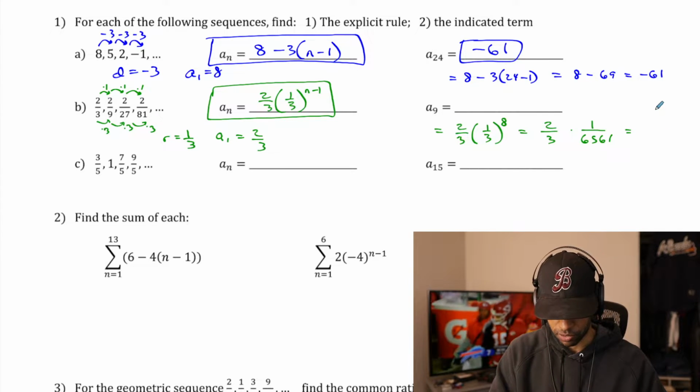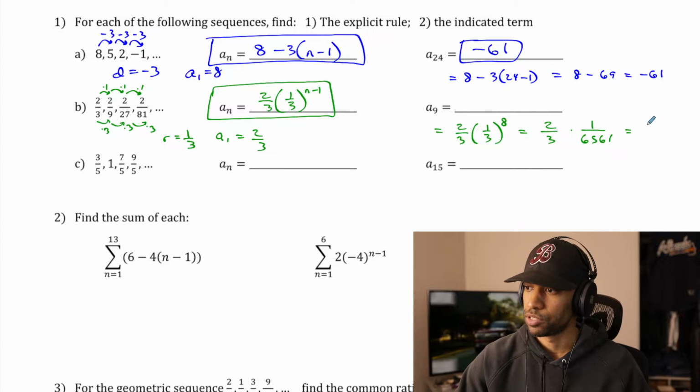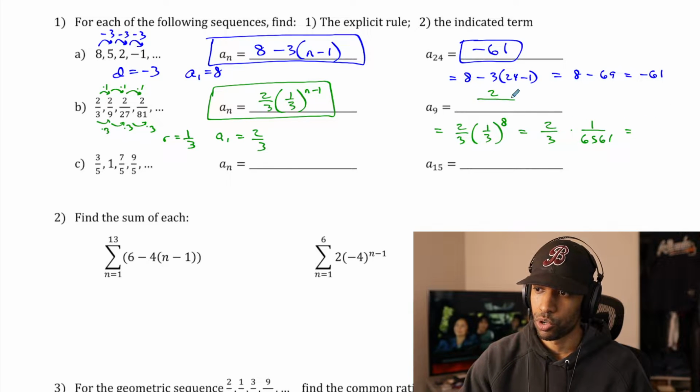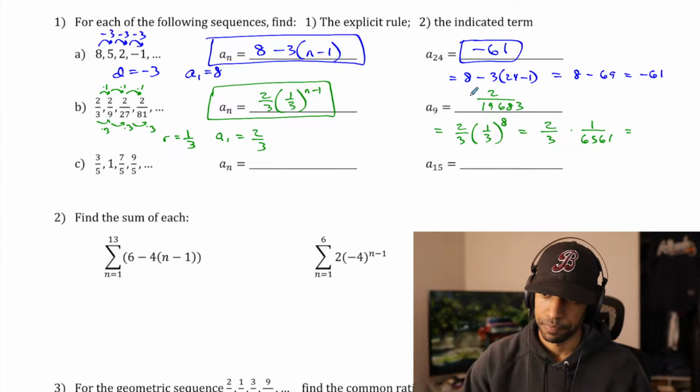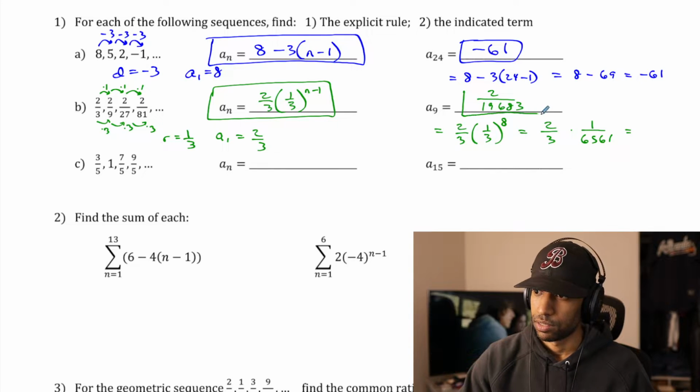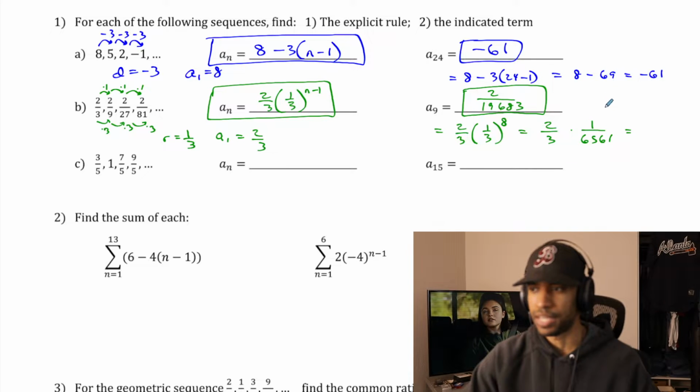So whatever 3 times 6,561 is going to help me out here. This is 2, let me just put it up here, 2 over 19,683. I mean, that's exact, right? That's the value of the ninth term.